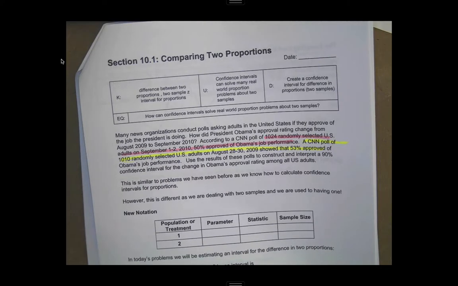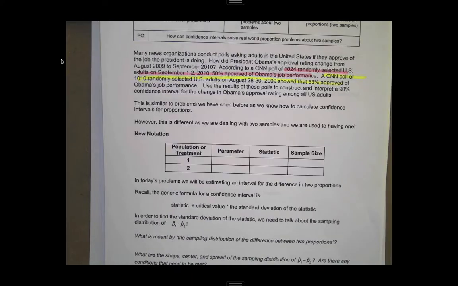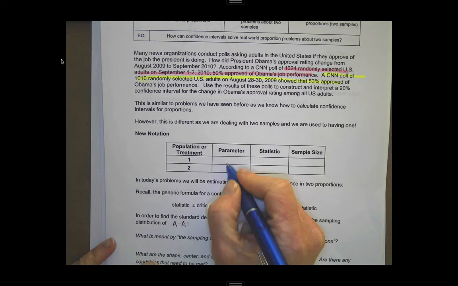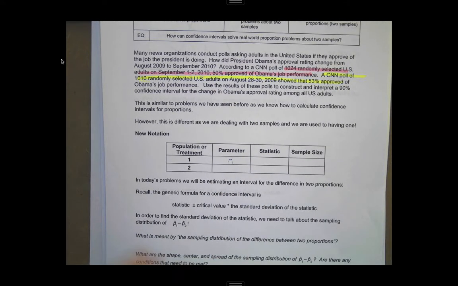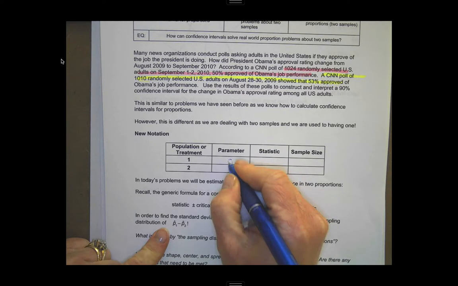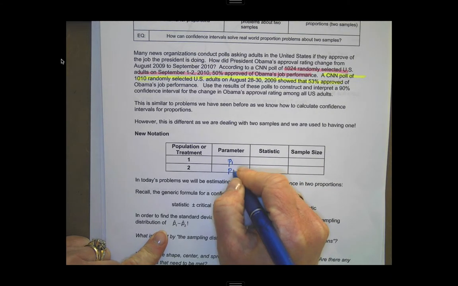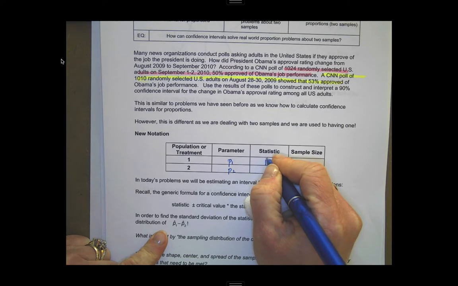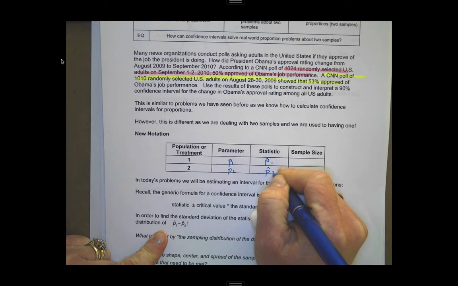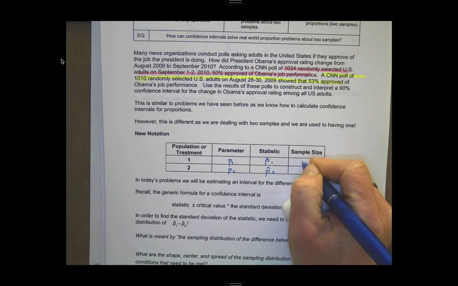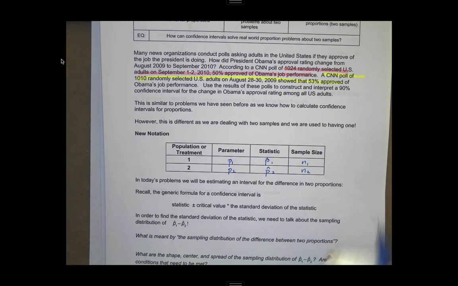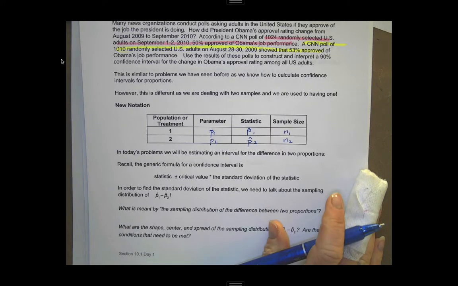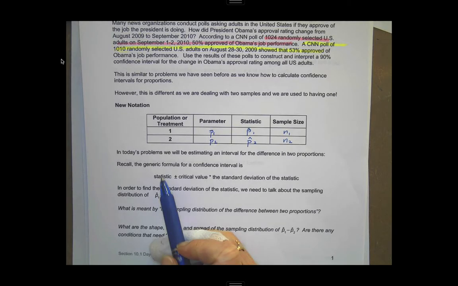All right, so there's some new notation here. Before we had just P, so now you'll have P1 and P2, because you'll have two populations. And we had P hat, and now we'll have P hat 1 and P hat 2, and N1 and N2. Again, today I'm just talking about the proportion. All right, today's problems.